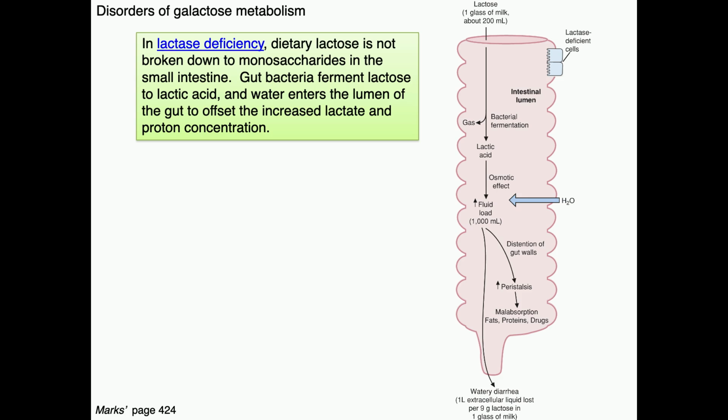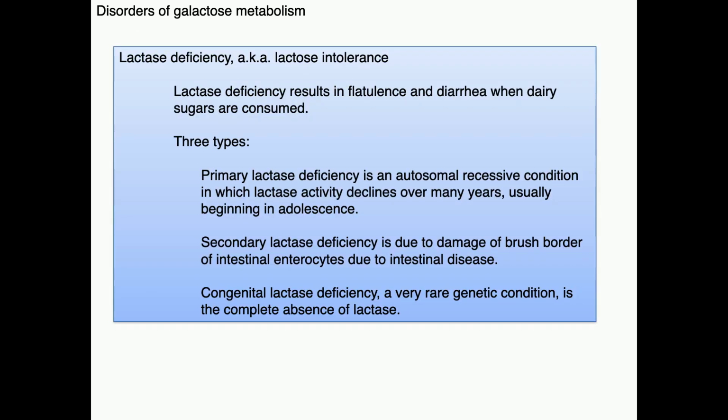So how can these cells become lactase deficient? There are three types. The most common is primary lactase deficiency, and this is a condition where you have normal lactase activity, but in adulthood you lose the activity. So you have milk tolerance as a kid, but then you lose it when you age.